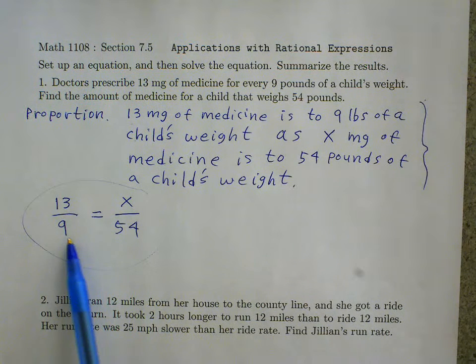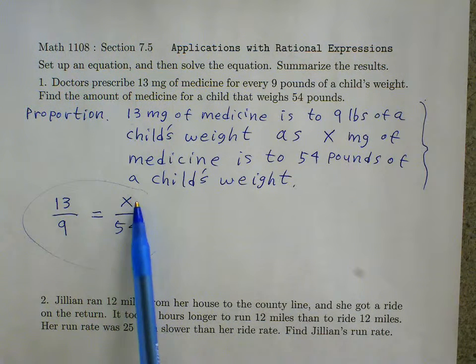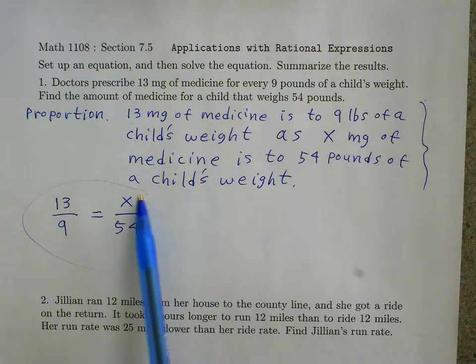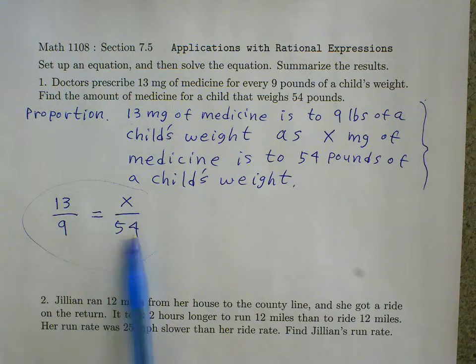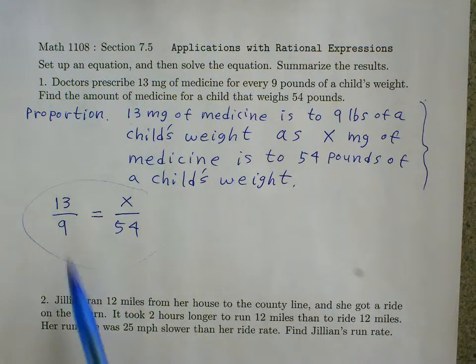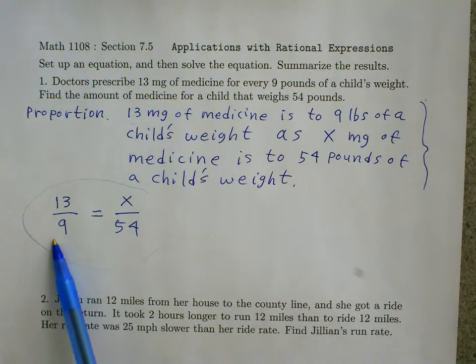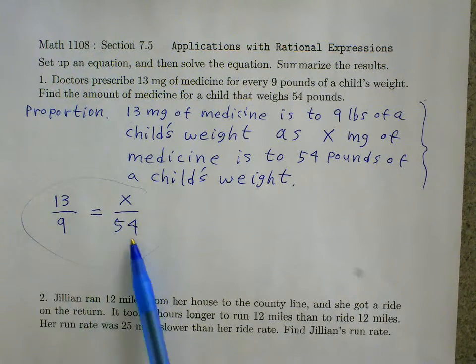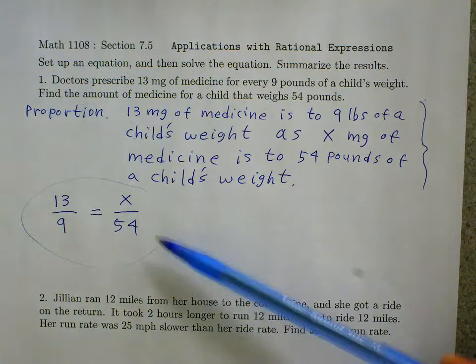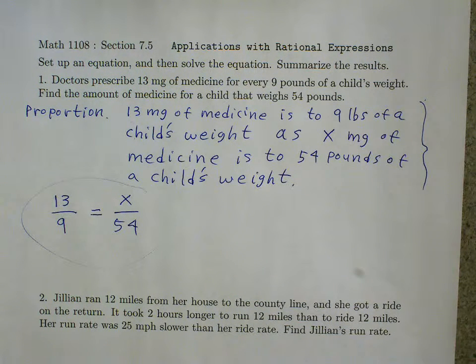In the fraction on the left, the numerator represents 13 milligrams of medicine. And in the other fraction, the numerator has to represent the same kind of thing, and it does, X milligrams of medicine. And the denominators also have to represent the same sort of thing. The denominator on the left is 9 pounds of a child's weight. The denominator on the right is also pounds of a child's weight, in particular 54 pounds. Okay, so there's the equation, and all we have to do is solve for X.